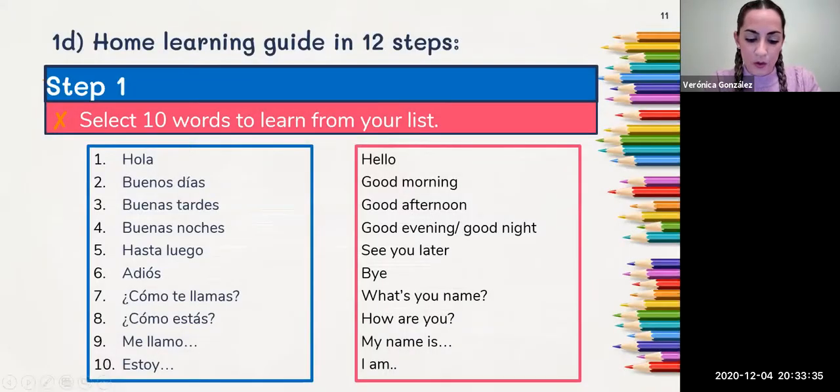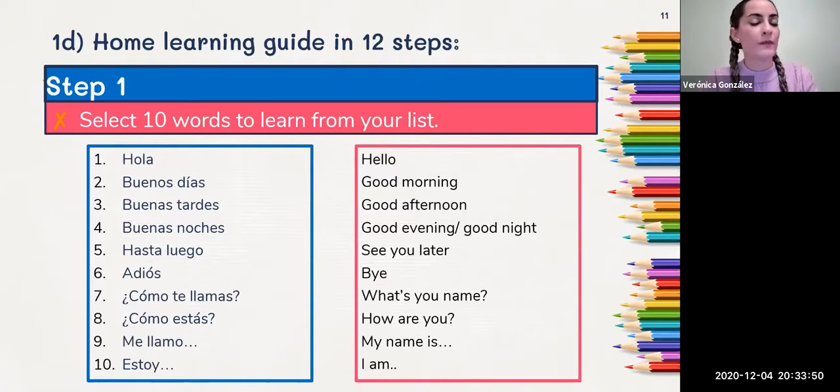Then some of my students, when I've asked them what they do to revise, they just said, oh, just take the list of words and read them, and that's it. So I've prepared a home learning guide in 12 steps for them. I'm going to go pretty quick because it's very straightforward.